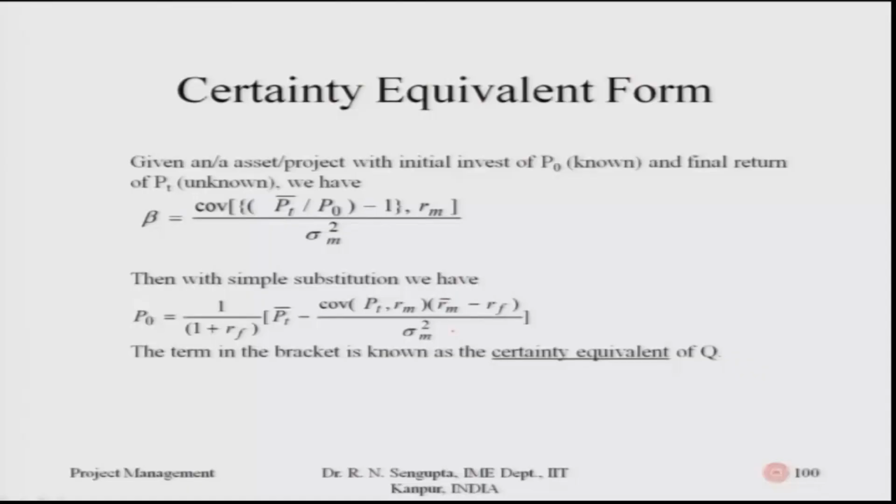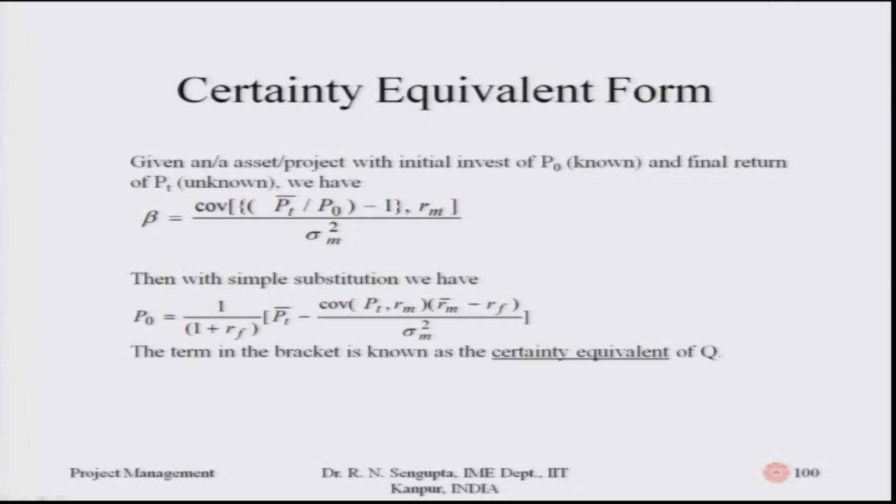Given an asset or project with initial investment P0, the final return would be given considering PT is unknown, where the beta you can find out. So, if you look at the denominator and the numerator in this equation, the denominator is basically the market risk, considering standard deviation or the variance is used. Standard deviation is the square root of that. And if you consider the numerator, this is very simply the covariance which exists between the rate of return for project A or B or whatever it is with respect to the market.